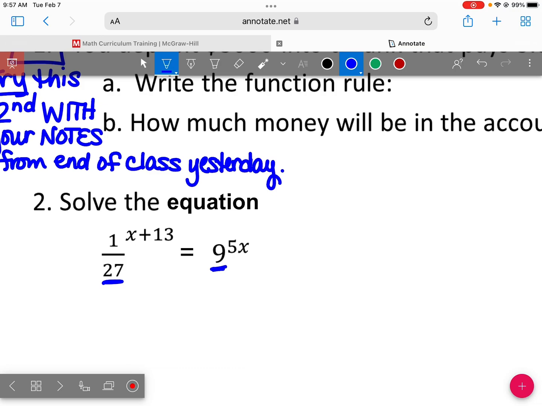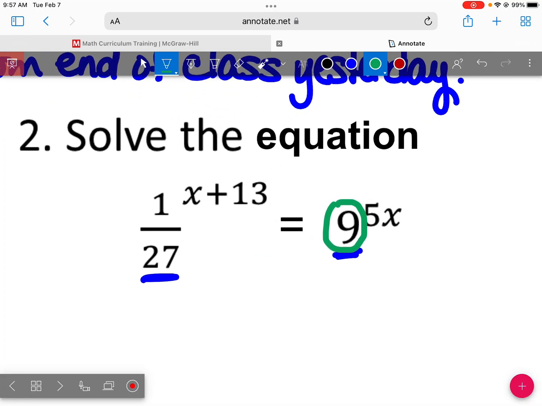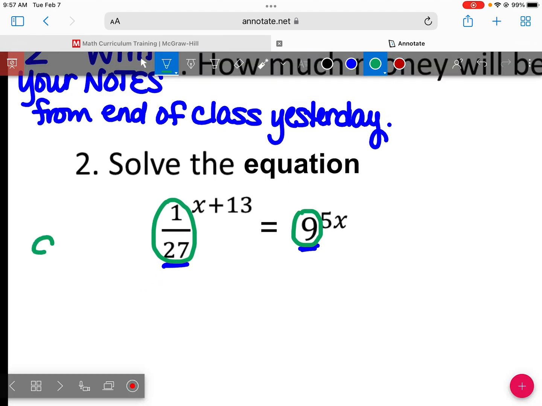Do you think it would be possible that I could think of a base like 2 or 3 or 4 or 5 that I could convert both of these to? Yeah. What base seems most likely here? I've got a 9 right here. So what power would I take 9 to get 1 over 27?